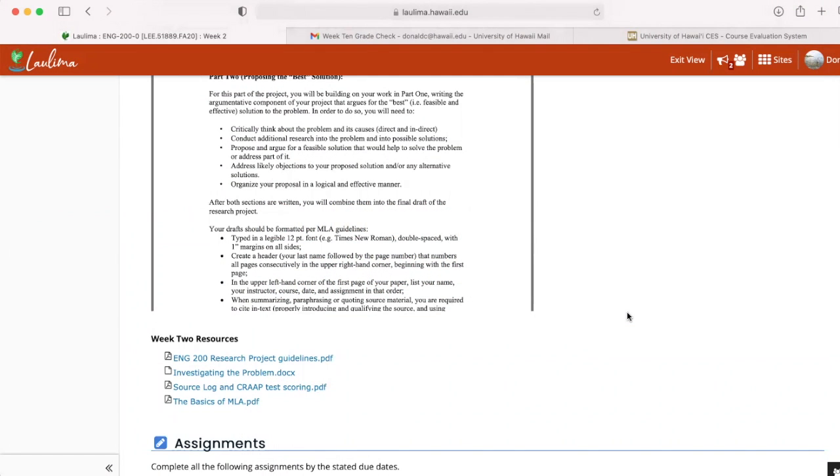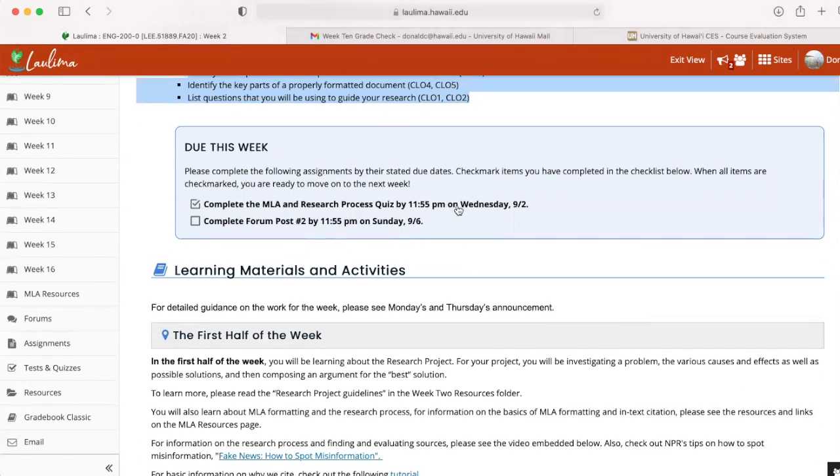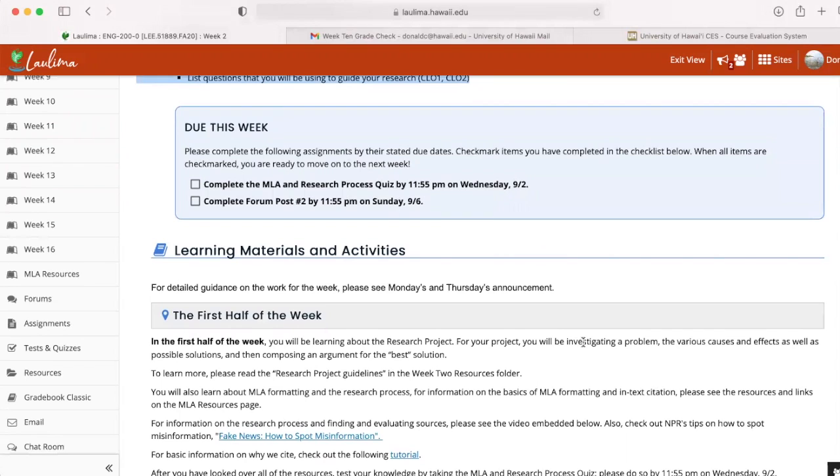Okay, so 6.2, this is about providing regular and appropriate assessments. And as you saw up here, I do have assessments on Wednesdays and Sundays, and this is consistent for every week of the course. Wednesdays tend to be lighter assignments, although that's not always the case. But in this case, we've got the MLA and research process quiz. And then Sunday tends to be the larger assignment that essentially allows them to apply whatever they learned in the first half of the week.